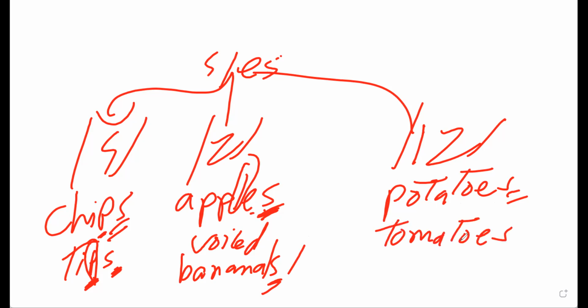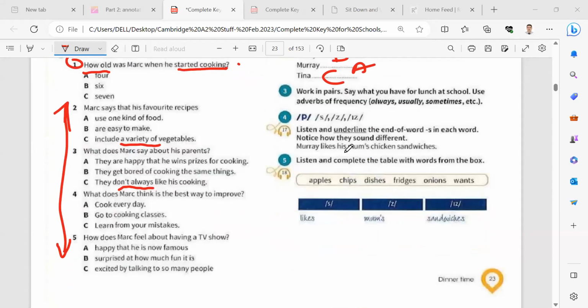Tomatoes. Why is it written here tomatoes? "Z". Because before that it is pronounced in O. If it ends in O, "z". Tomatoes, potatoes, the same. Let me give you more practice to show the difference, to be more clear for you. Now please listen carefully and underline the end of the word "s" in each word. Mary, can you read the sentence, please?